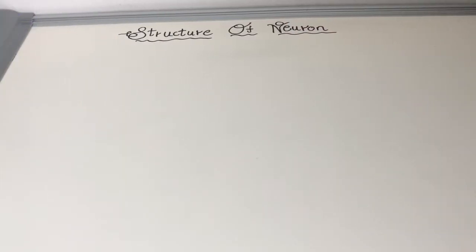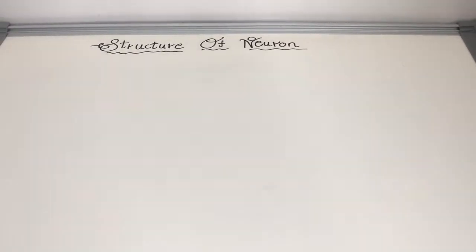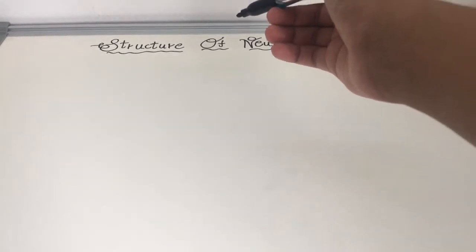Hello everybody, today we will be drawing the structure of a neuron. The nervous system is divided into two parts, the neuroglial cells and the neuron. Of this, neuroglial cells will perform supportive function while the neuron is the functional unit. So let's get started. There will be two parts of the neuron cell, that is the cyton and the axon. The cyton will be the cell body.